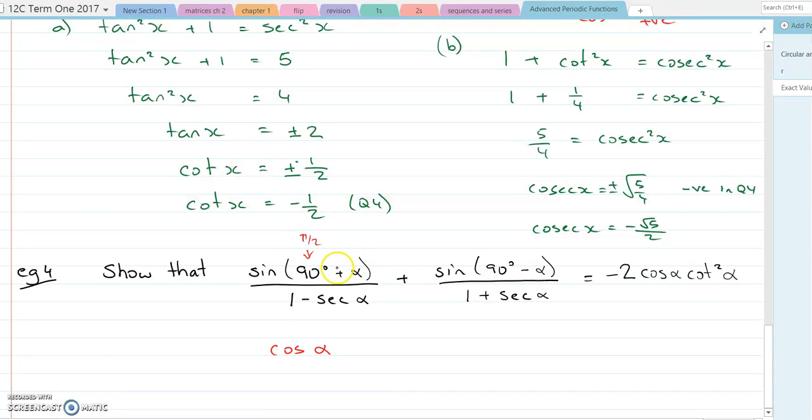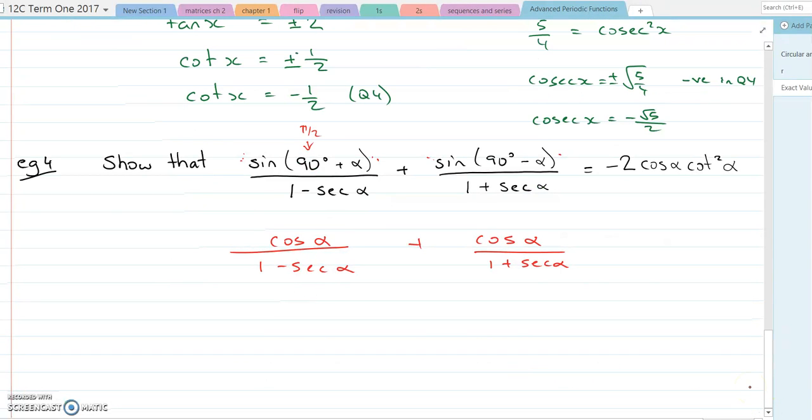Sine, this is quadrant 2, sine is positive. Just looking at this whole thing here, the sign of that is a positive number, and the sign of this is a positive number. So these are both going to be cos, and the bottom stays the same. Secant alpha and 1 plus secant alpha. Alright, so we'll just focus on this left side for now.